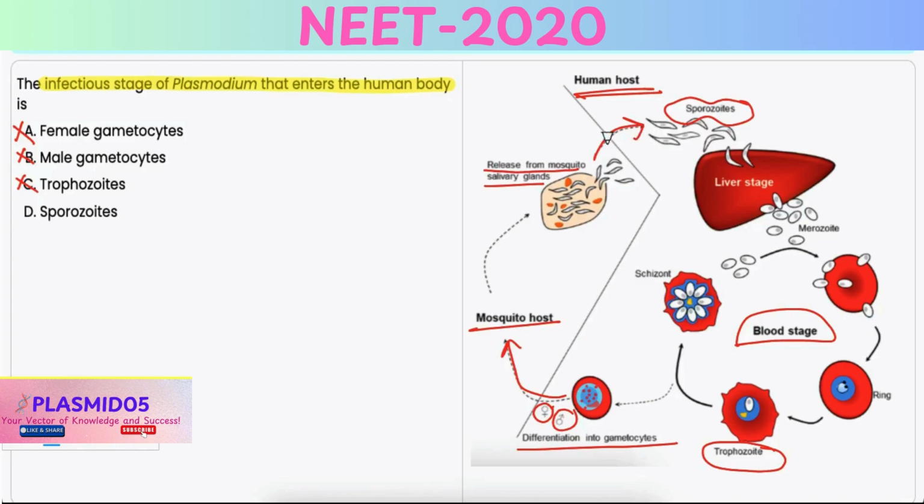So, when the infected mosquito bites a human, the sporozoites from their salivary glands are injected into the bloodstream and travel to the liver, where they initiate the life cycle of the malarial parasite. Hence, this is the correct option.